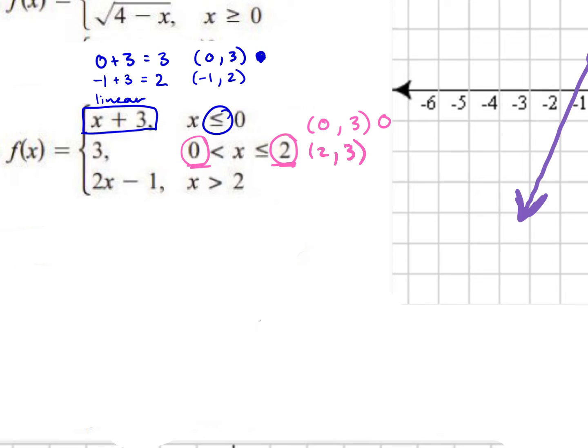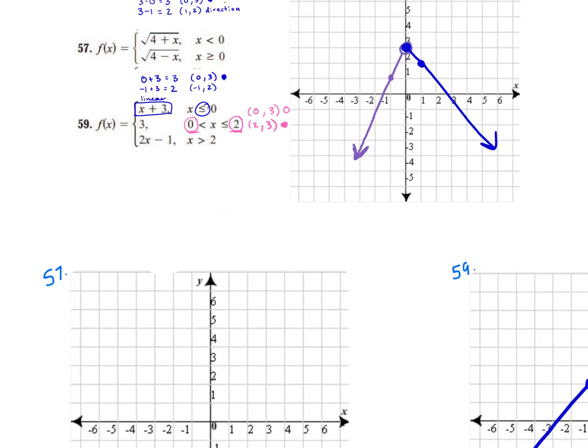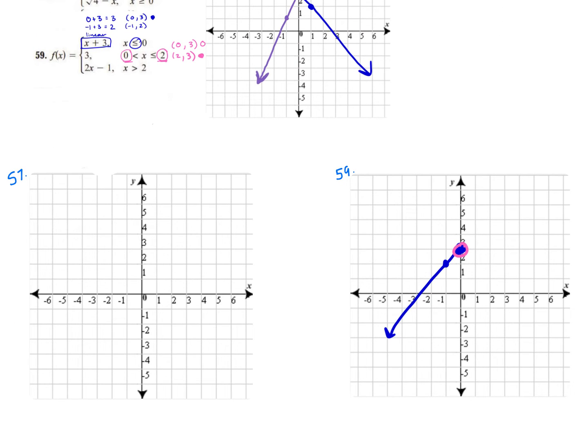At 2, 3, do I have an open or closed circle? A closed circle. So I'm going to go to my graph, put a closed circle at 2, 3, and then connect the 2 dots. Why do I not have an arrow here? Because we have a starting and a stopping point. We have a starting and stopping number here, so we don't have an arrow. It doesn't go forever in one direction. It just starts and stops.